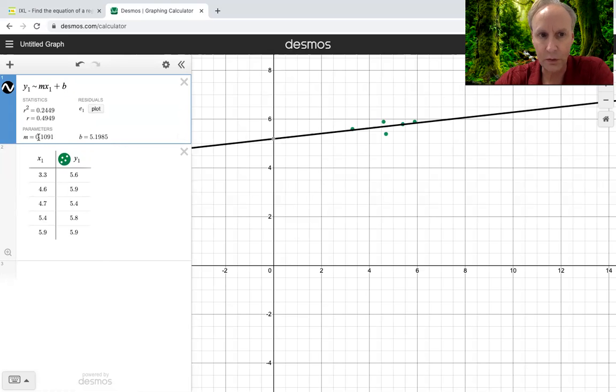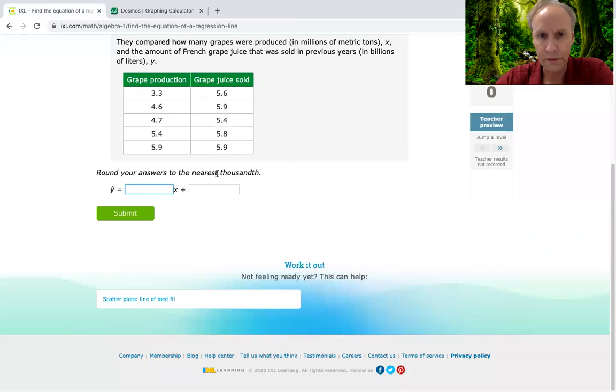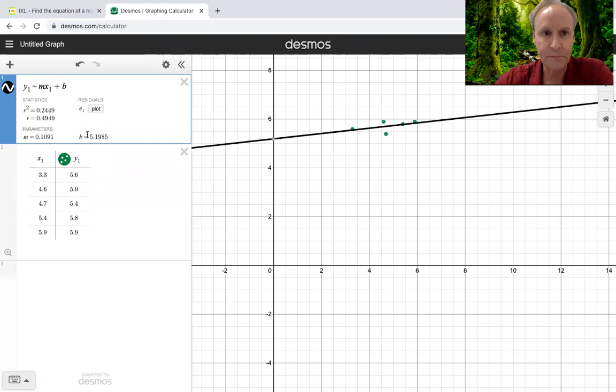Now here's our least squares regression line, this black line right here. There's our slope, 0.109. Notice I have to round it to the nearest thousandth. That's what they ask for down here. They want you to round this to the nearest thousandth to get your least squares regression line. And 5.199. Hopefully, last time I rounded this, they didn't like that I rounded it up because I think theirs just gives them to the thousandth. So they may not get the right answer. Hopefully I'll check it and it'll work out.